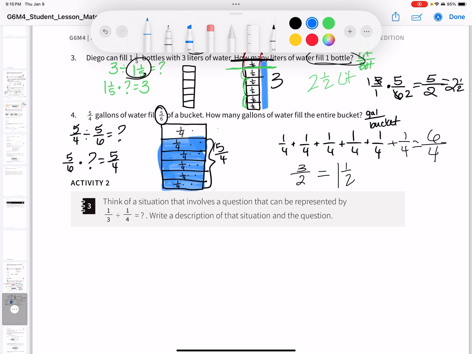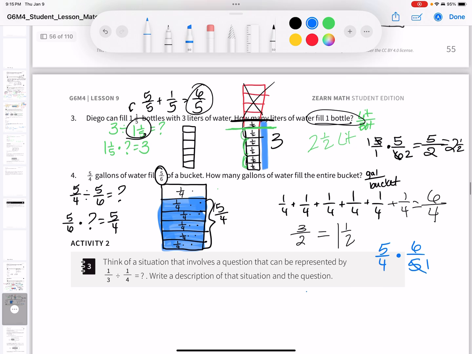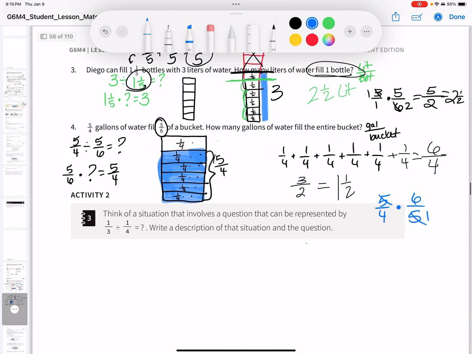So let's try our keep, change, flip model. So we are going to keep the 5/4. We are going to change division to multiplication, and we're going to flip the 5/6 to be 6/5. Now we can cross reduce. 5 goes into 5 one time. 5 goes into 5 one time. So this becomes 6/4, which we saw here. And 6/4 can be reduced to 3 halves, which can be turned into a mixed number of 1 and 1/2. So, how many gallons of water to fill the entire bucket? We need 1.5 gallons.